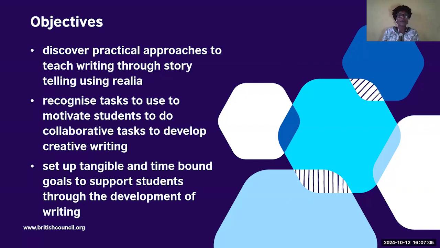So before I move too far, I would like to talk about the objectives of this session. At the end of the session, the participants should be able to discover practical approaches to teaching writing through storytelling using realia. Also, they should be able to recognize tasks to use to motivate their students to do collaborative tasks to develop creative writing. And it is also important that teachers will take away with them the connotation of setting up tangible and time-bound goals to support their students through the development of writing. Next.